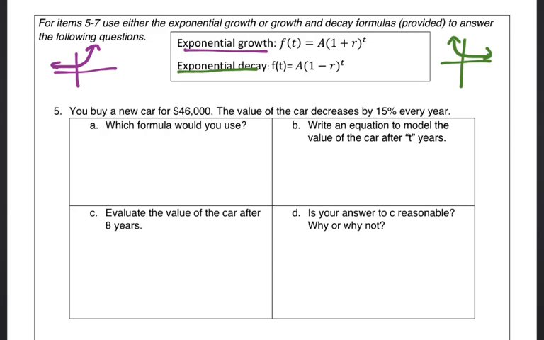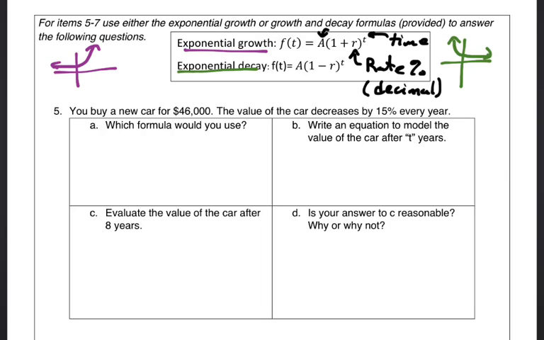Now in our functions, in our formulas right here, the A represents the original amount. So whatever situation you're presented with, A is the first, the beginning amount. The R is your rate. Normally this is given in a percent, but make sure you always write your rate as a decimal for your formula. And then T is your time. Most of the time this is given in years.